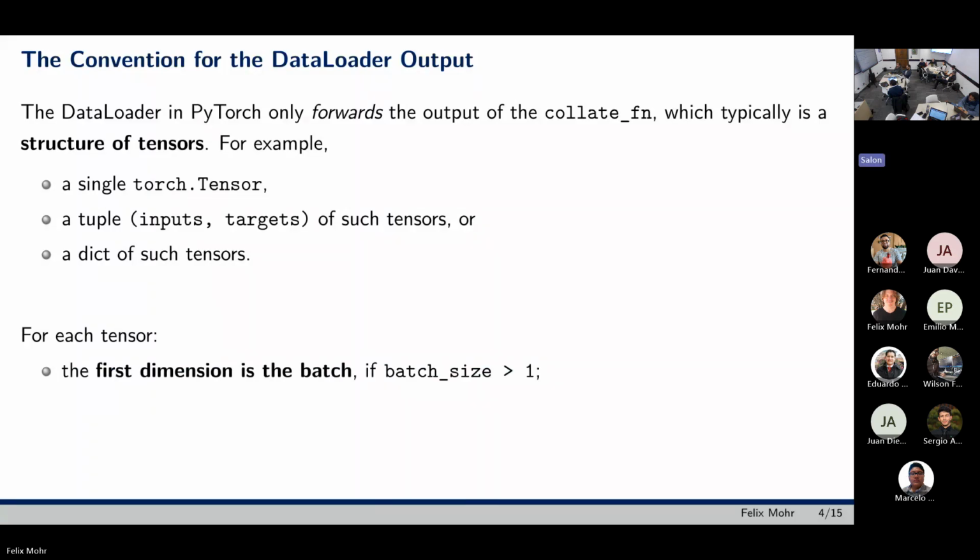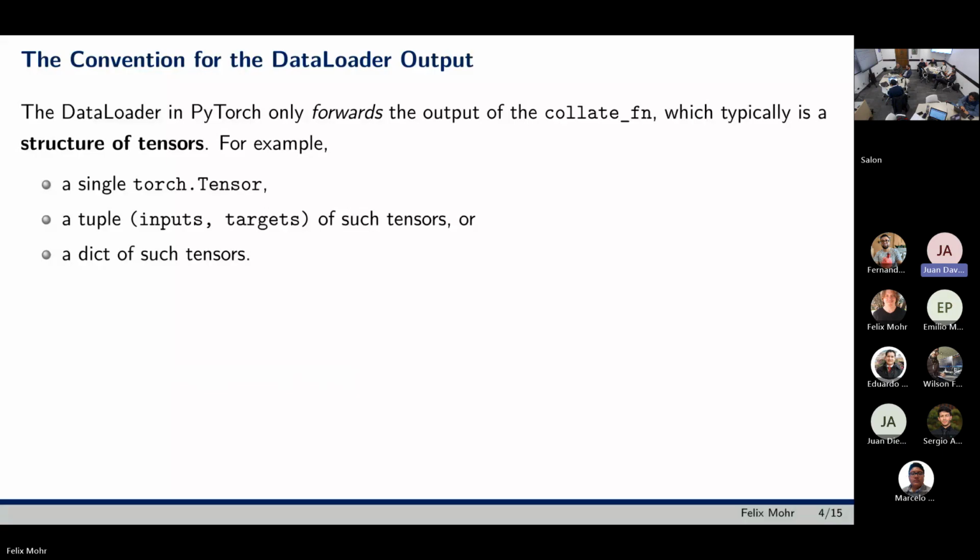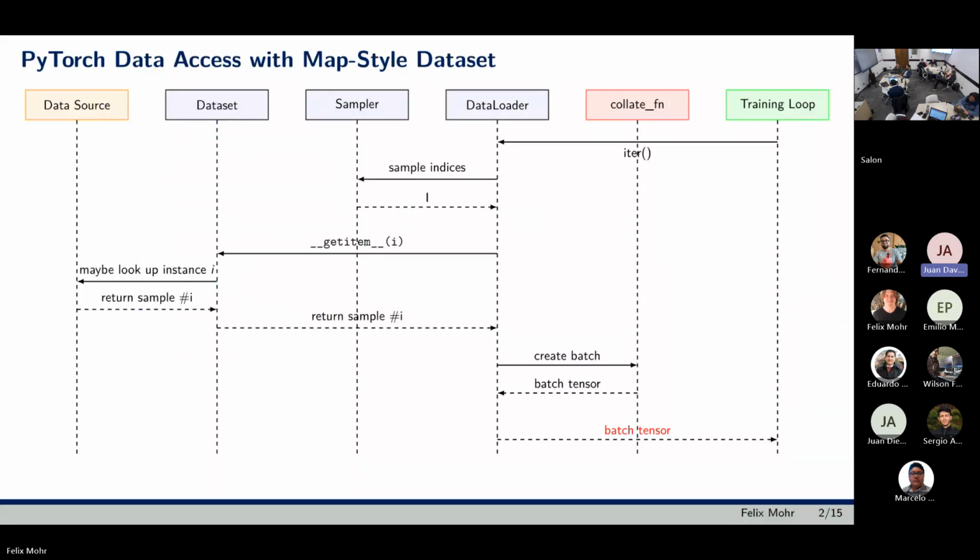Quick question. On the diagram, why are you using orange for the batch tensor that is going back to the training loop, and the batch tensor that you are sending to the data loader is in black? Is it some kind of notation? This here?